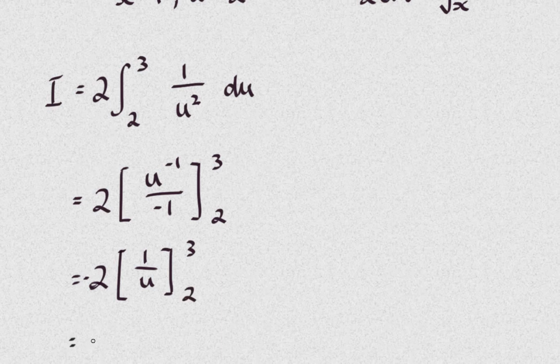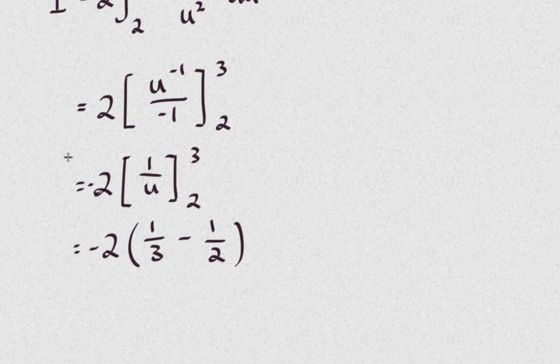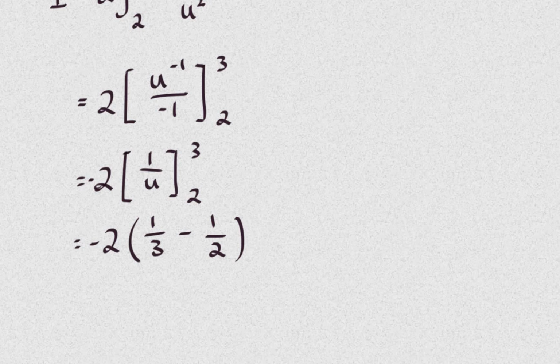Okay, so last thing to do is just to apply the fundamental theorem of calculus. We have 1/3 minus 1/2. And so when we combine those two fractions together, along with the minus 2 that's out the front, we get a final answer of 1/3.